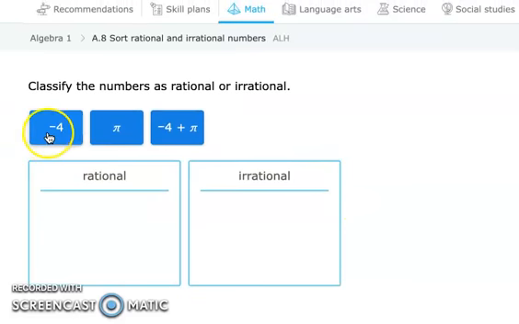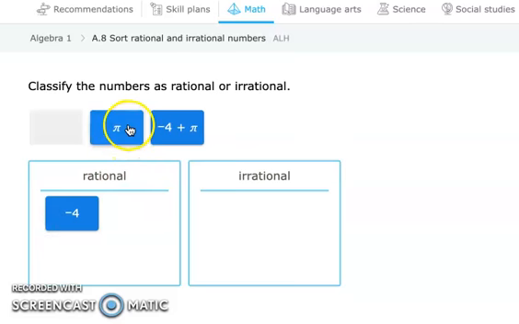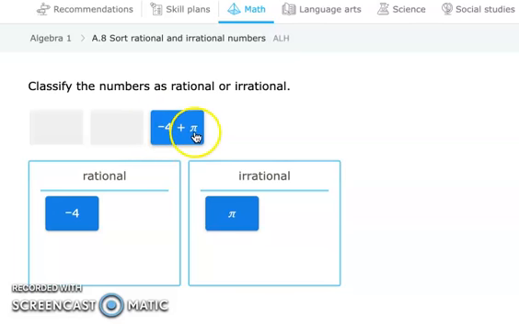We have -4, which is an integer. It's a rational number. Pi is an irrational number, so -4 plus pi. Okay, so the -4 plus the pi. Now remember, pi is 3.1415 and it keeps going on. To that, if we add -4, it's going to give me a -1.